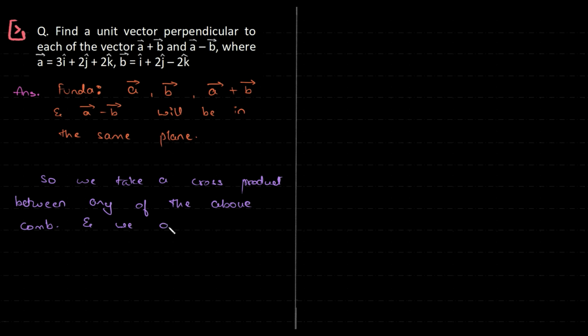So we take a cross product between any of the above combinations, and we end up with a vector perpendicular to them. We'll end up with this green color line. So what is the best thing to do? Find A cross B, that's all. So the answer actually starts over here, not there. So this is just the funda. A cross B would result in something like this. Okay, my bad.